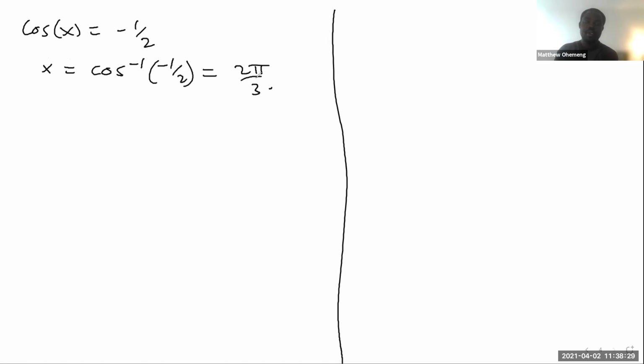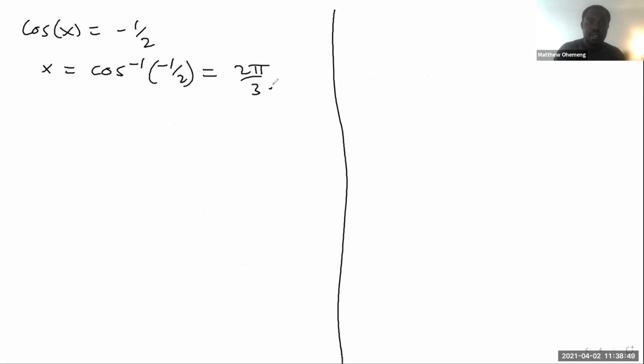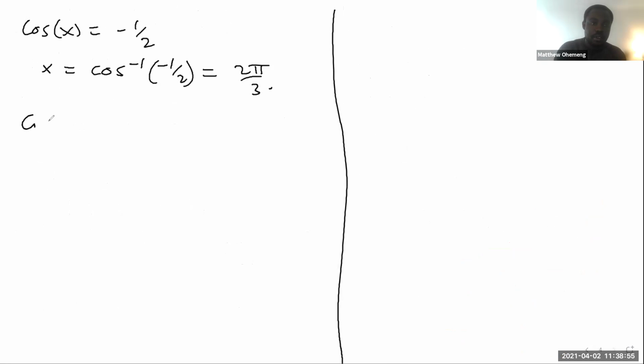Now, after getting this value, you plug it into the general solution formula to obtain the other results. And don't forget that the interval for this function is 0 to 2 pi. So all the solutions have to lie between 0 and 2 pi, inclusive. So let's do that. Is 2 pi on 3 in that interval? Yeah, this one is in the interval, so that's going to be one of the solutions. But let's look at the general solution.